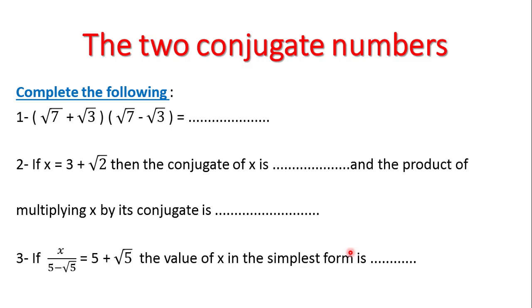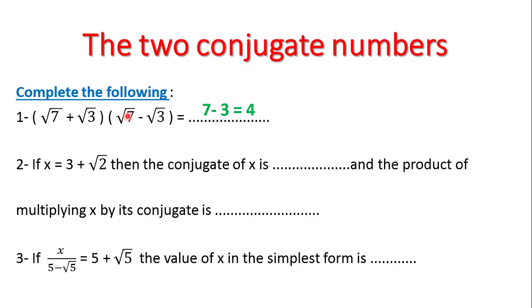Another exercise, complete the following. Root 7 plus root 3 times root 7 minus root 3. We can notice that the two numbers here are conjugate. So the multiplication will be the first power 2 minus second power 2. First power 2 is 7, second power 2 is 3, so 7 minus 3, which is 4.